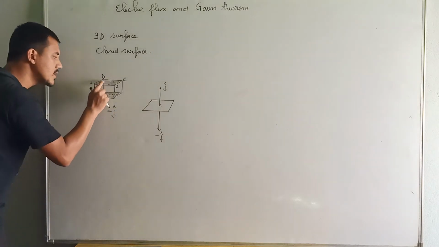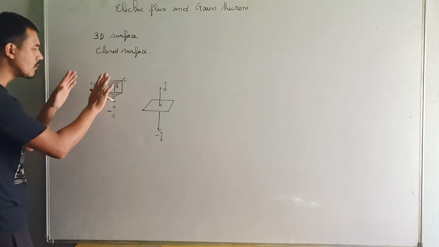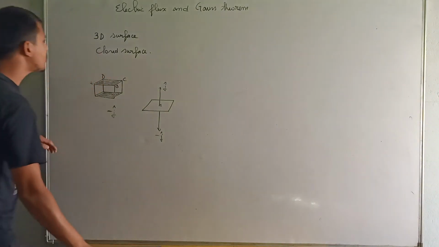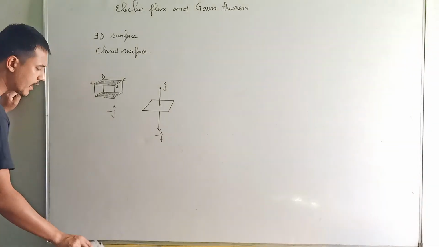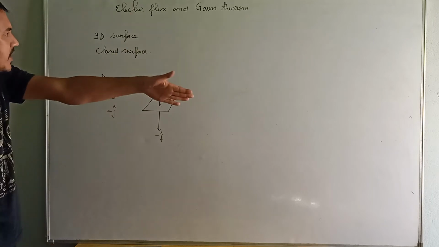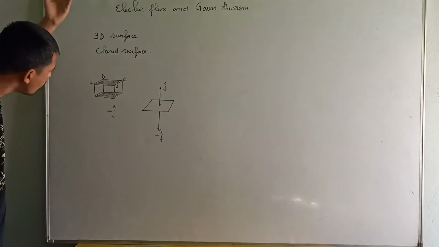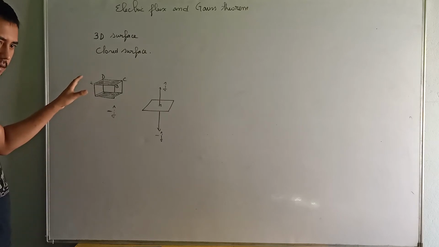Similarly, what about this surface? Similarly, you can calculate for this surface, all the 6 faces similarly. Is it okay? So for any 3D surface, you always need to remember that the area is always in a direction perpendicularly outward to the surface containing it. Is it okay?